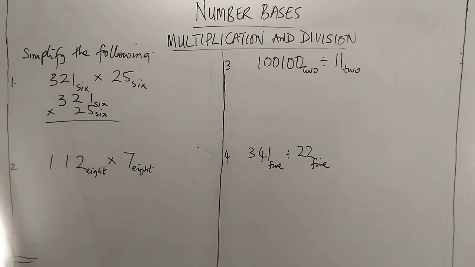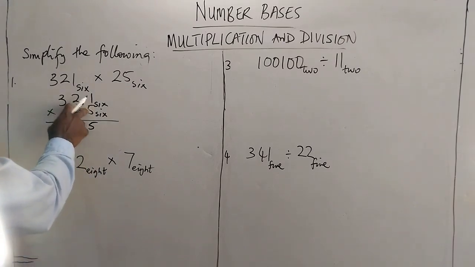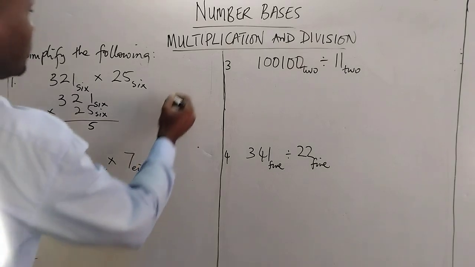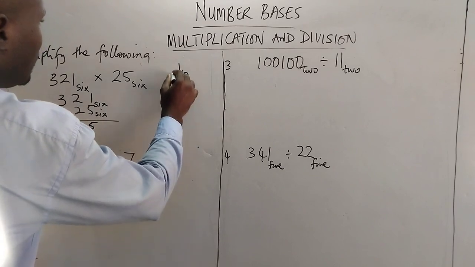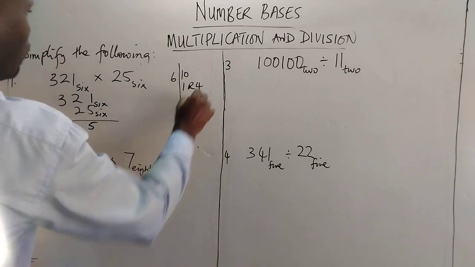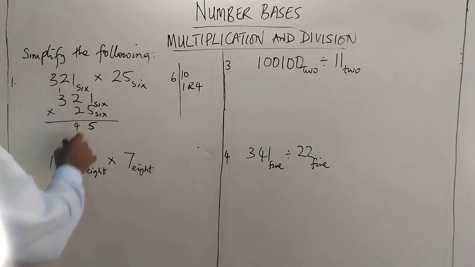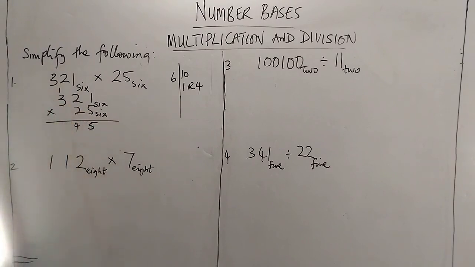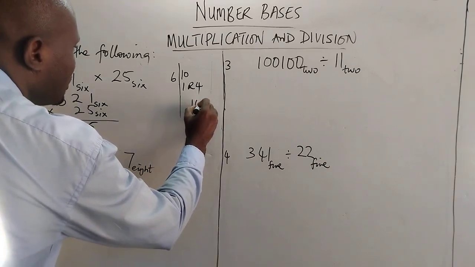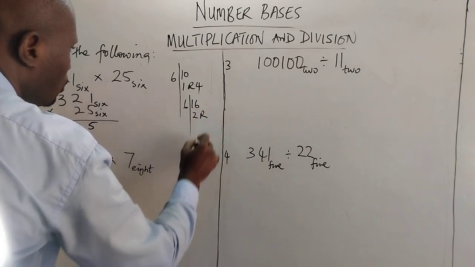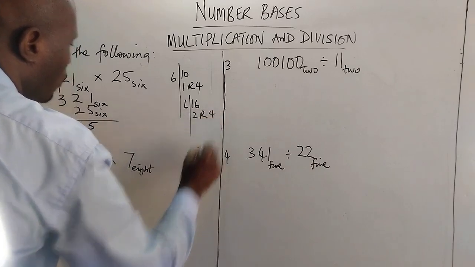So 5 times 1 will give us 5. 5 is allowed. Write it down. 5 times 2 will give us 10. 10 is not allowed in base 6. So you divide. 10 divided by 6 will give you 1 remainder 4. You write the remainder, carry the quotient to the next line. 5 times 3 will give you 15. 15 plus 1, 16. 16 is not allowed. You divide again. 16 divided by 6 will give you 2 remainder 4.